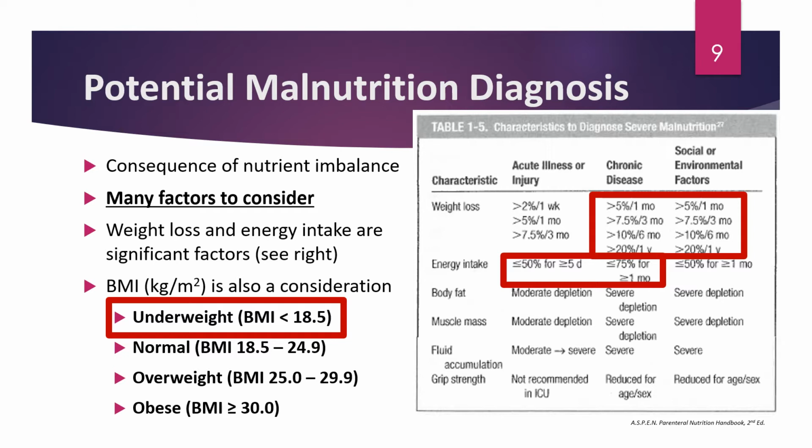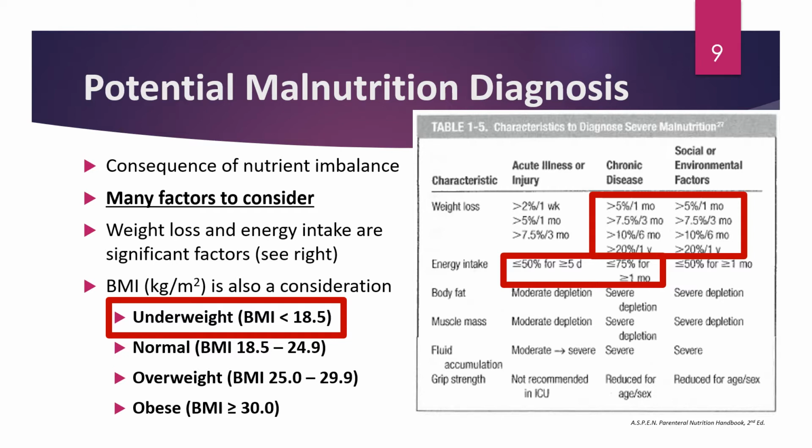An energy intake less than 50% over 5 days or less than 75% over 1 month. So if a patient isn't taking in diet adequately, that could be a problem. So say if the patient's normal diet is 2,000 calories and they're taking in 50% or less of their calorie requirements, so that would be less than 1,000 calories, for example, over 5 days, you can technically consider that patient to potentially have malnutrition.